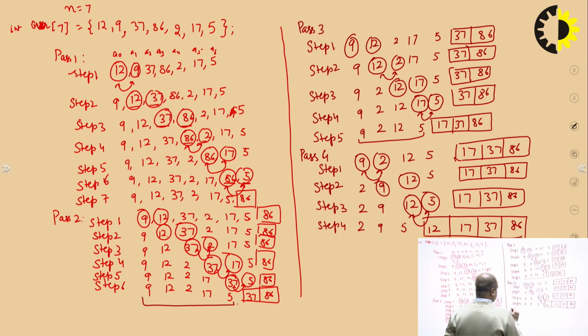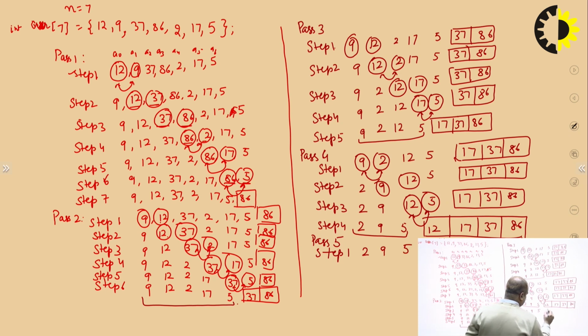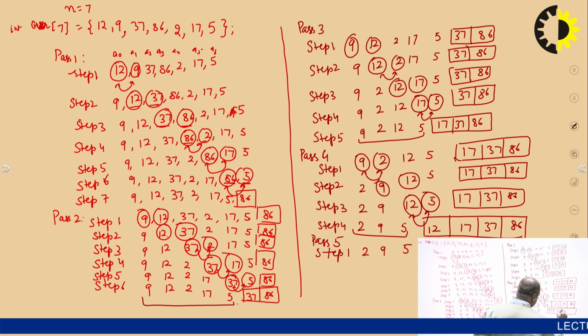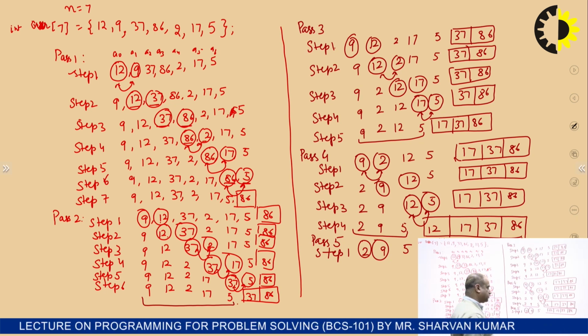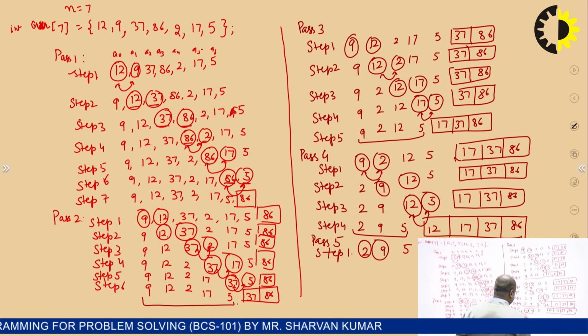Next, we are using pass 5. Pass 5 will be applied on these 3 elements. So, in pass 5, step 1, changes will be made on 2, 9, 5. These elements remain the same: 12, 17, 37 and 86. So, let us check 2 with 9. We see 2 and 9 are in the correct position. So, no swap will be made after step 1.